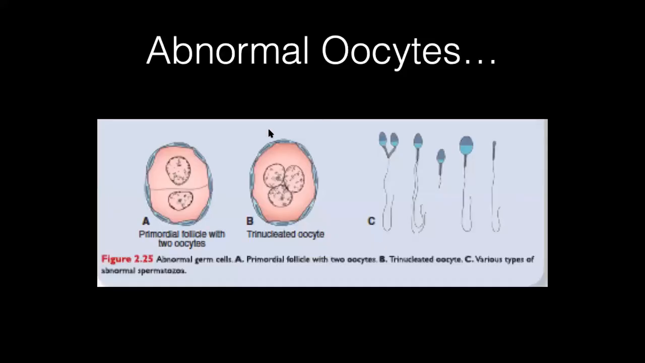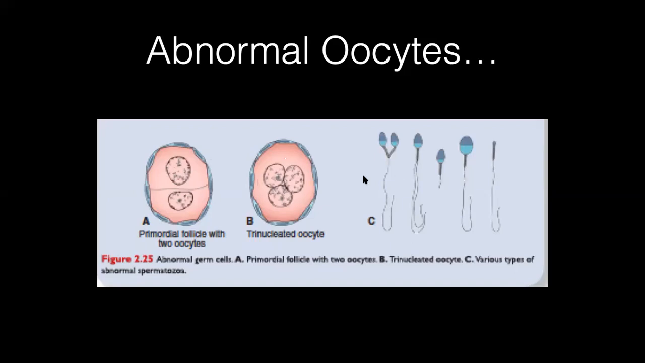Now, abnormal oocytes are there, abnormal spermatocytes are there. Sometimes we might see a primordial follicle with two oocytes, or trinucleated oocytes. Usually we see dizygotic twins, where there are two follicles, or a single follicle with two oocytes. So we can see twins, triplets. Usually abnormal oocytes and sperms don't survive; they die after a certain time. But if they are surviving and fertilizing, it might be a problem.